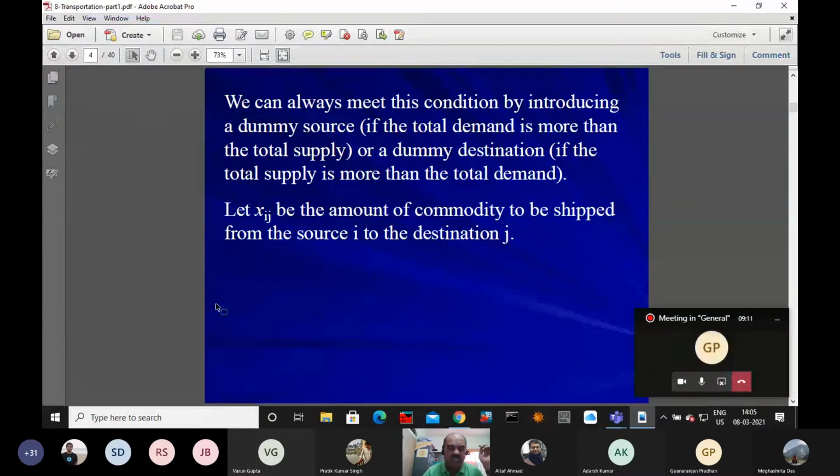Here we say Xij is the amount of commodity to be transported or shipped from source i to destination j. This Xij is a decision variable, a two-index decision variable, generally used in the transportation problem. In fact, this decision variable is a non-negative integer, because if you assume all the Ai and all the Bj are integers, then the decision variable Xij will also happen to be an integer.